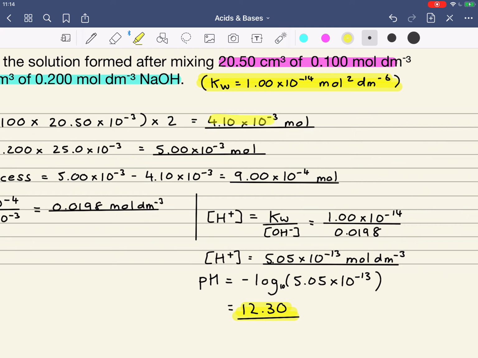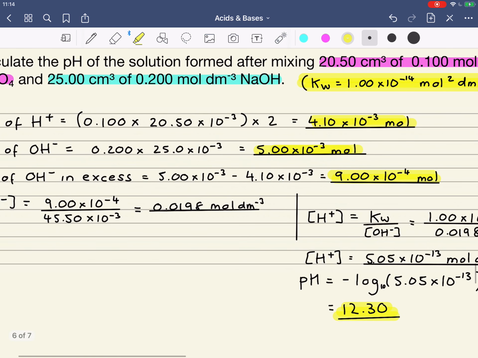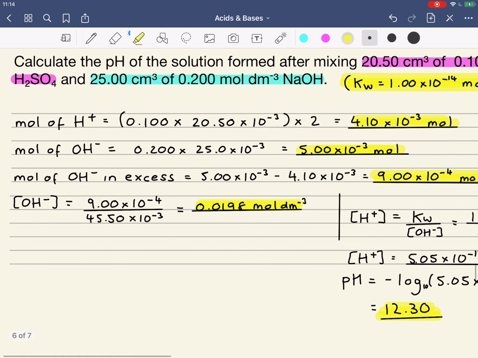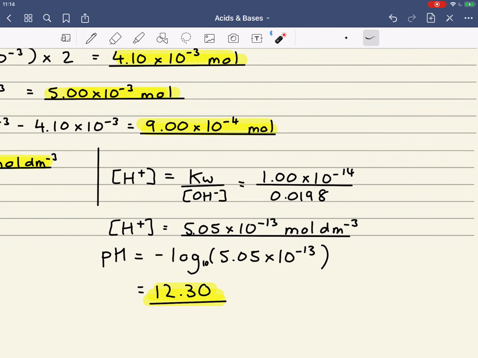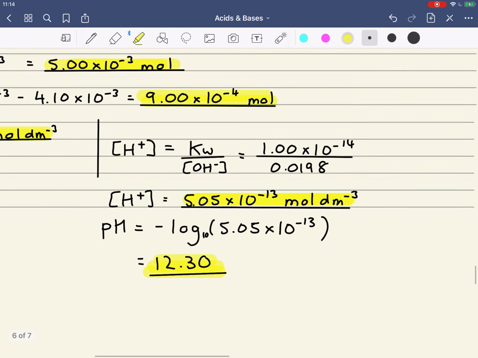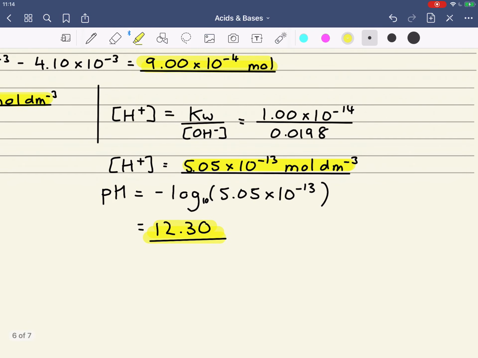Remember, moles of hydrogen ions, moles of hydroxide, moles of whatever is in excess. Then remember to convert it into a concentration. Now, because you've got hydroxide ions in excess, you then need to work out the hydrogen ion concentration using this equation. Once you've got that hydrogen ion concentration, you can then use pH as minus log to the base 10 to work out the pH.